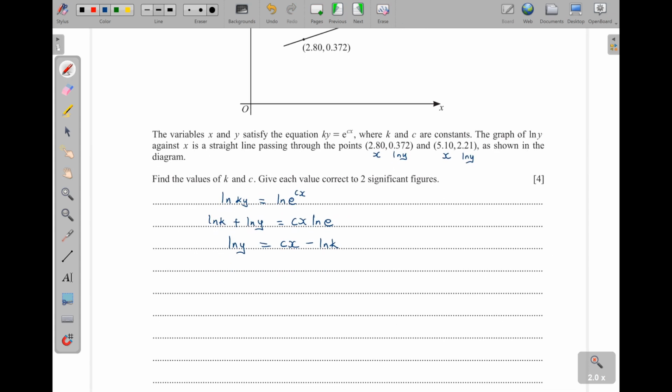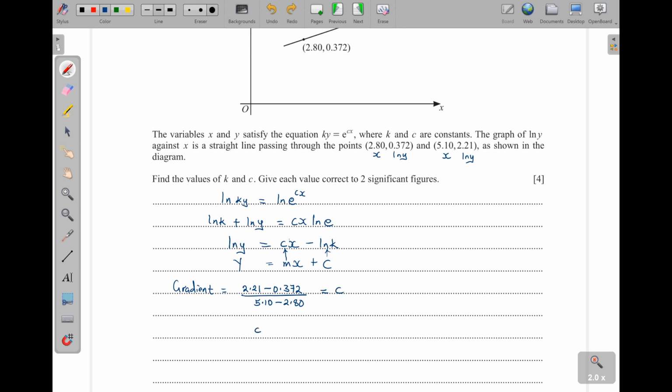And then after that, now this one is a linear equation because it is in the format y is equal to mx plus c, where the m here is the gradient, and the c here is the y-intercept. You see that? Now, using these 2 points that we are given, we can now find a gradient. So gradient is going to be equal to the change in the vertical axis. So we can have 2.21 minus 0.372. Then we divide by the change in x, which is 5.10 minus 2.80. Then this one we equate to c, that is the gradient here.